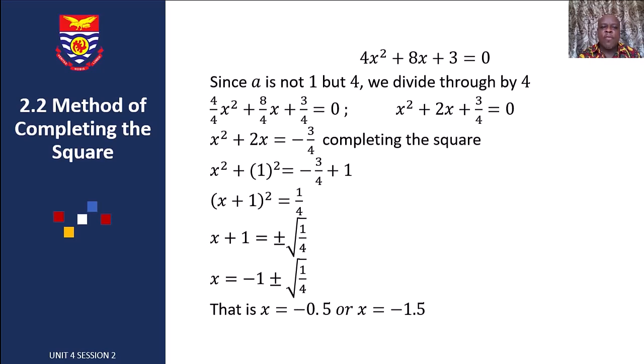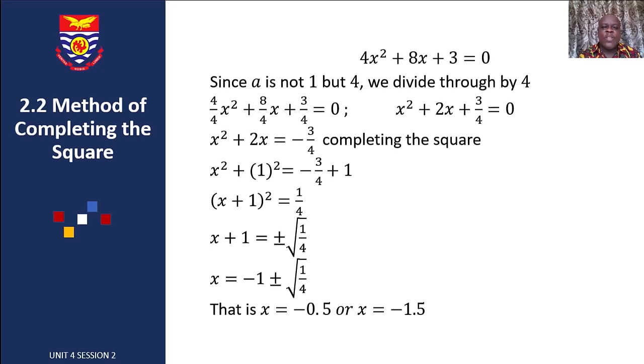So we have 4 over 4 x squared plus 8 over 4 x plus 3 over 4 is equal to 0. We simplify that to get x squared plus 2x plus 3 over 4 is equal to 0. Then the constant term, we move it from the left-hand side to the right-hand side, and it reads x squared plus 2x is equal to -3 over 4.